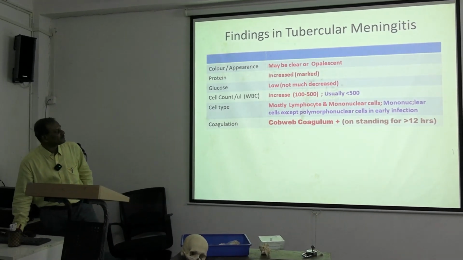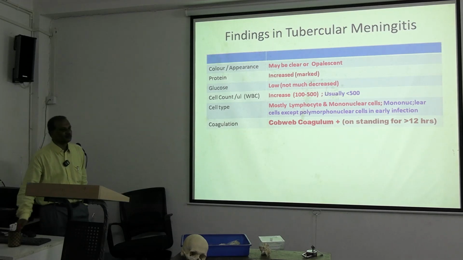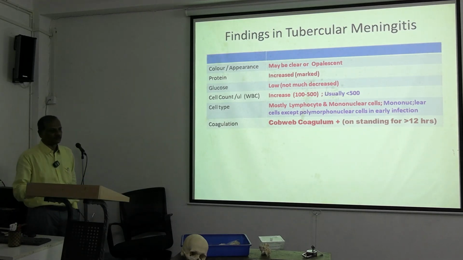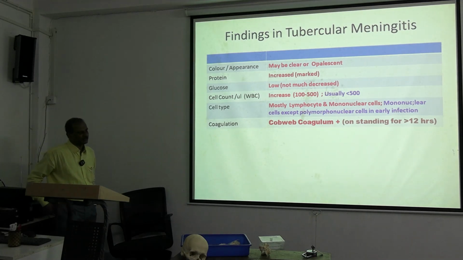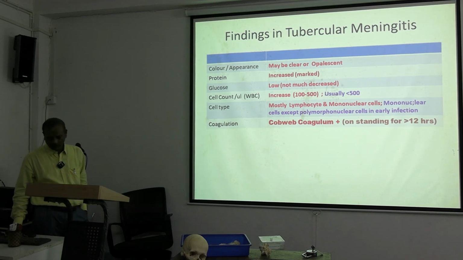So tubercular meningitis, it can be clear or opalescent. It may be cloudy. Protein content is remarkably increased. Glucose content is low, but not that much low as with bacterial meningitis. Cell count will usually be less than 100, less than 500. Cell type, since this is an immune-mediated disease, will be lymphocytes. And coagulation will be there if it is more than 12 hours.